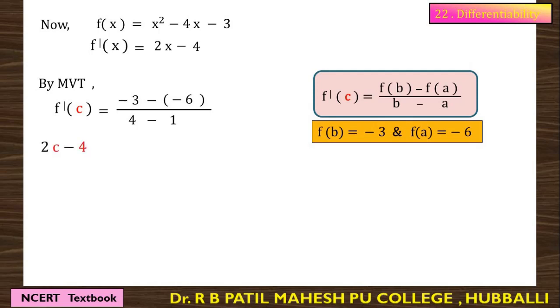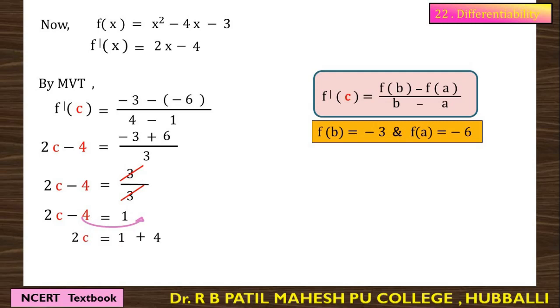In the next step, substitute f dash of c, meaning f dash of x, in which take x equal to c. Simplify this: minus 3 plus 6 divided by 3, and 2c minus 4 is equal to 3 divided by 3, so it gets cancelled. So we get 2c minus 4 equal to 1. Transfer minus 4 to the right side, it becomes plus. So 2c is equal to 1 plus 4, so 2c is equal to 5. Transfer 2 to the right side, you will get c is equal to 5 by 2.